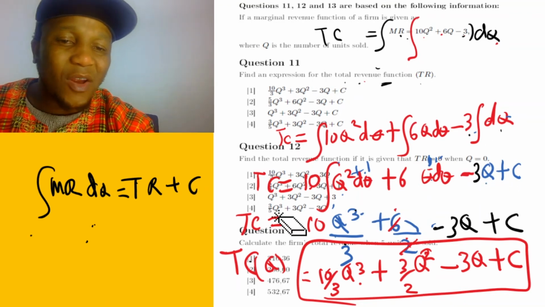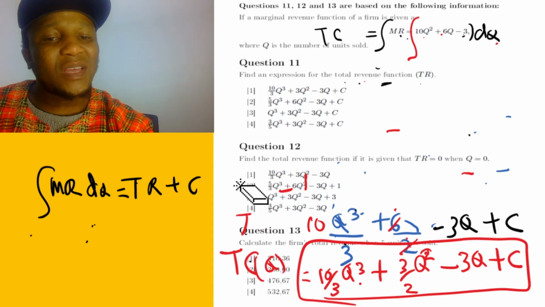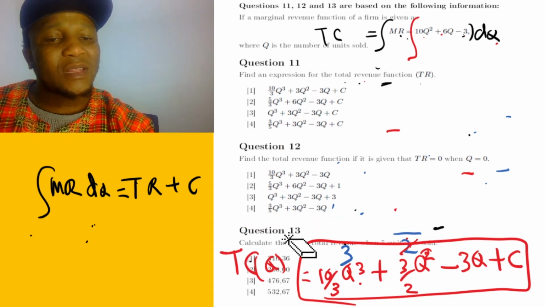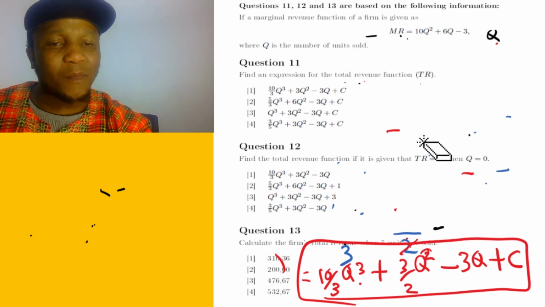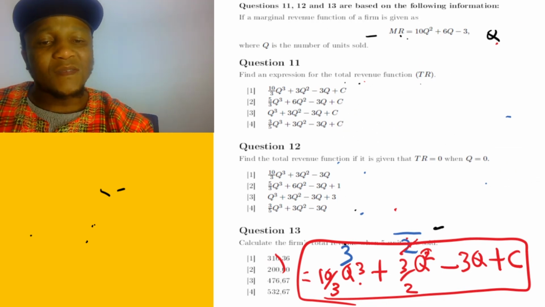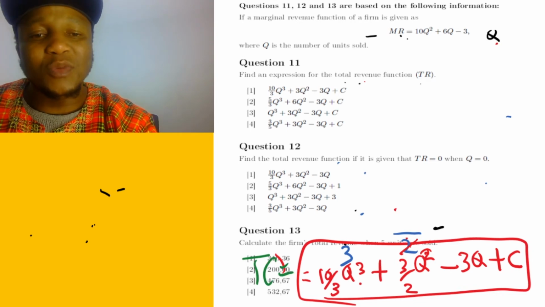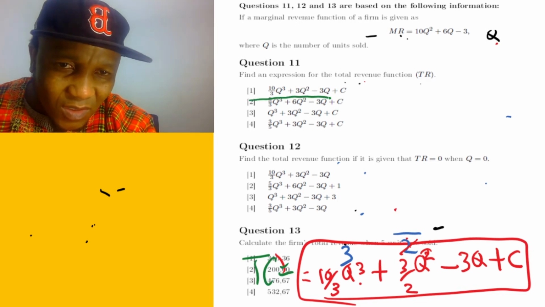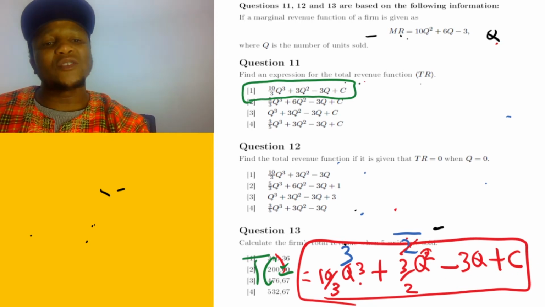So we can just go to the options and see which is the correct answer. As far as I can see, quickly, it's option 1. This answer is the same as option 1. See? So our total cost function equals option 1, which is this one. Yes. Now let's go to question number 2.